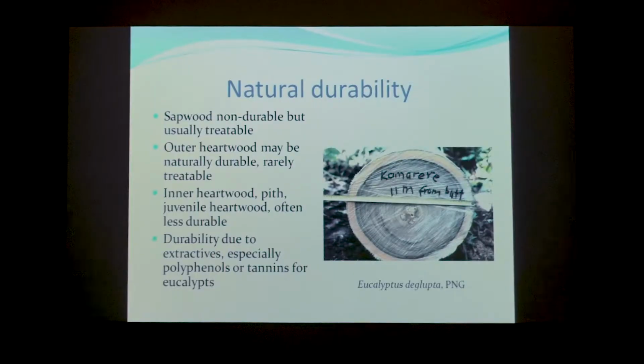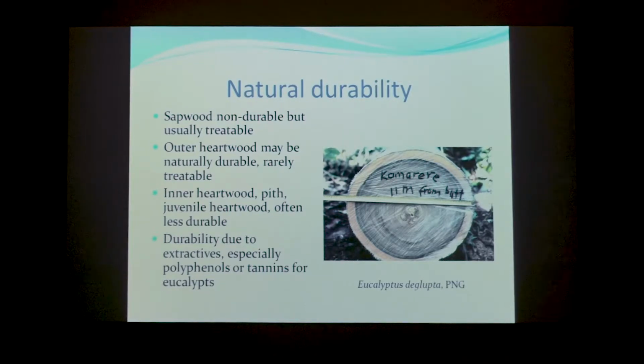This slide shows the main sections in a eucalypt log that are important for natural durability. So the sapwood band is non-durable, but it's usually treatable with wood preservatives. The majority there is outer heartwood, which is where the most durable part of the timber is located. And durability in eucalypts is mainly due to polyphenols or tannins.